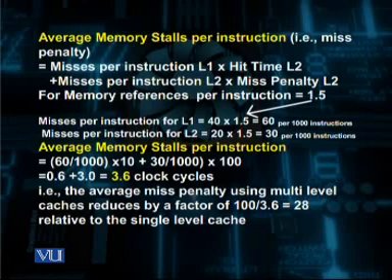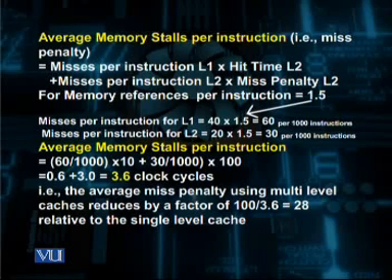Now, for memory references per instruction equal to 1.5, this gives us that the misses per instruction for level 1 cache is equal to 60 per 1000 instructions, and for L2 cache is equal to 30 per 1000 instructions, which results in the average memory stalls per instruction being equal to 3.6 clock cycles.